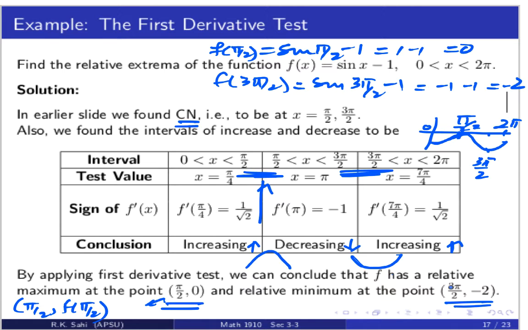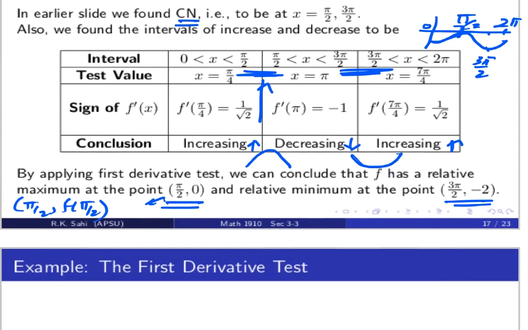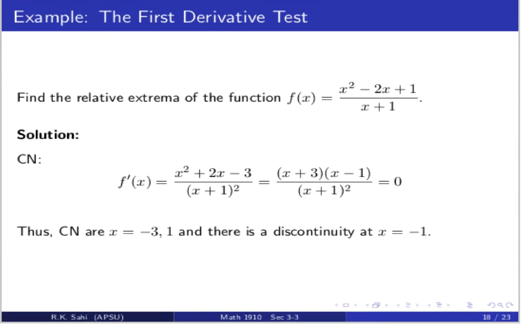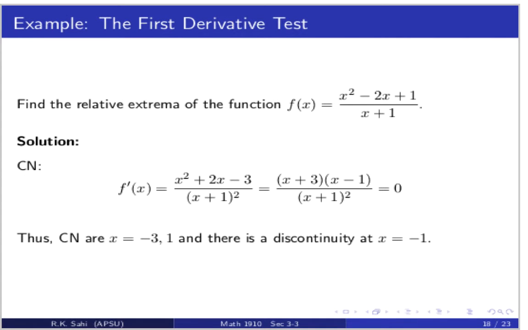Okay, now these were the function examples we had done earlier. Now let's pick up another example and we will start from scratch over here. Okay, let's look at this one. Find the relative extrema of this function: x squared minus 2x plus 1 over x plus 1.